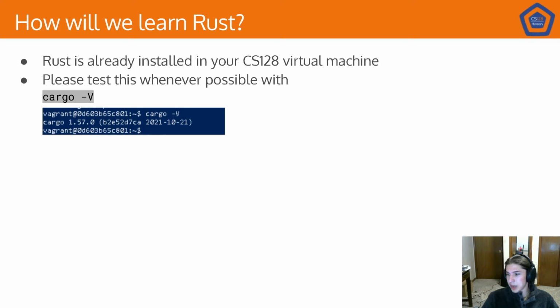I just set mine up from scratch, the same as all of y'all for CS128, the core course, and you should have Cargo installed. So you can check, make sure Cargo is installed by just typing cargo -V, capital V, and you should see Cargo version 1.57.0. If you have a different version, that's fine. The real concern is if you don't have Cargo. So if you don't have Cargo, mention something, and we'll see if we can get that sorted out. But you should all have Cargo, which is great.